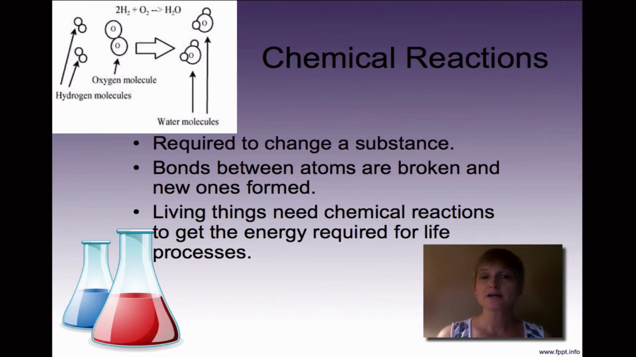All right, we're going to talk about chemical reactions. These are required to change a substance from one form to another. What happens in a chemical reaction is that bonds between atoms are broken and new bonds are formed. All living things need chemical reactions in order to get the energy required for life's processes. Without chemical reactions, we would not be alive, because our body is performing thousands and thousands of chemical reactions at all times.